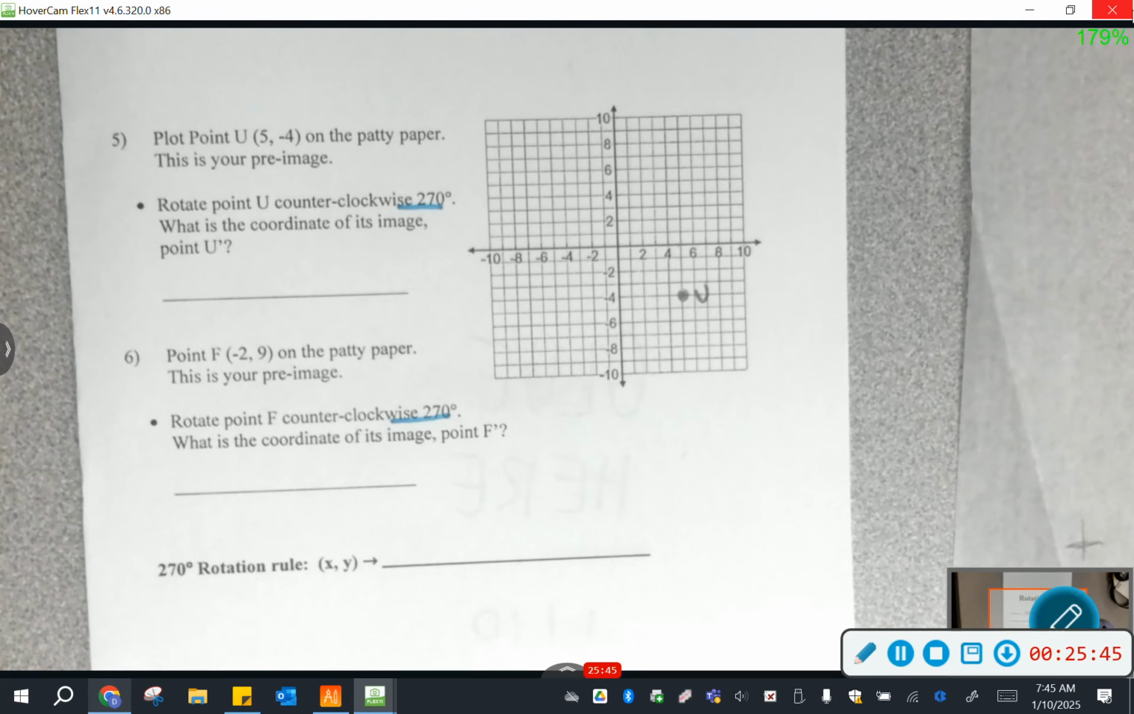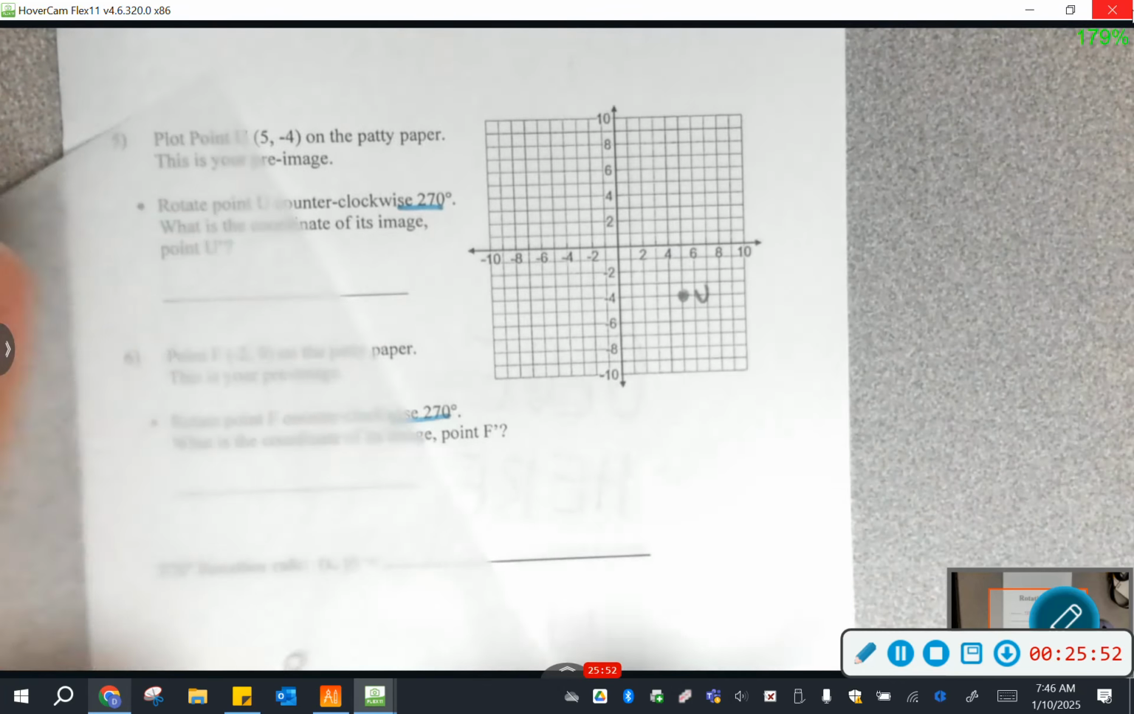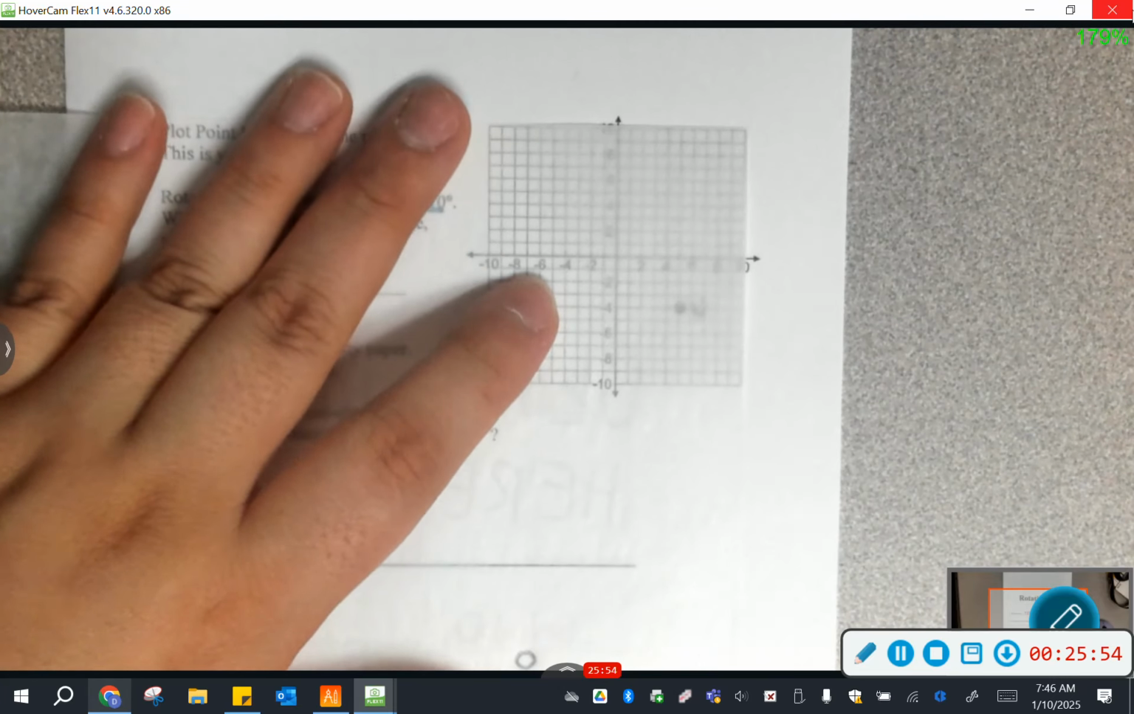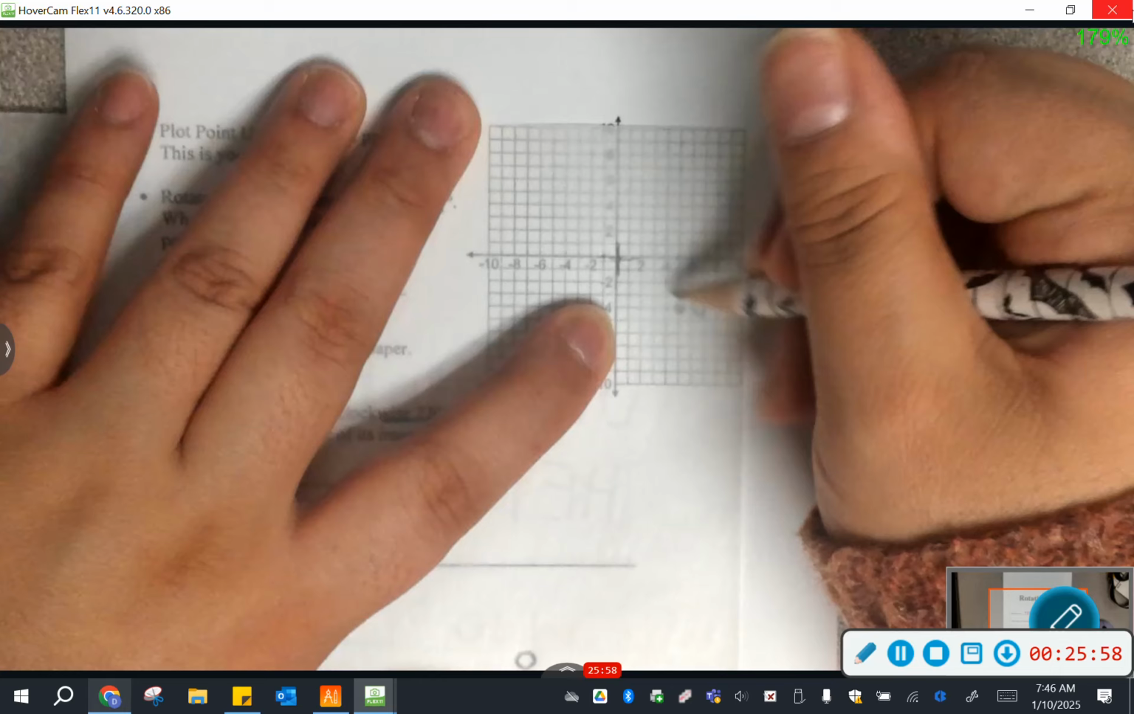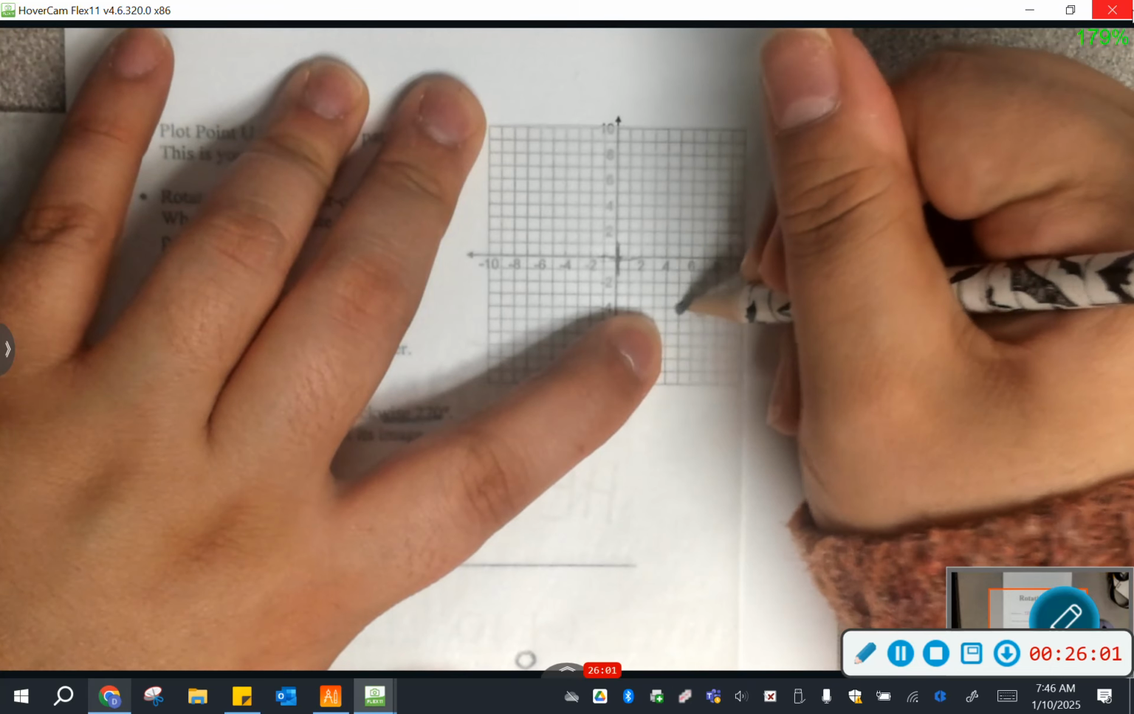I think on your test for most of them, I'll give you the point plotted. Okay, I'm going to do a new corner. You can do the same one you've been doing. It doesn't matter. Or you can do a new one. I just don't like too many points on it.